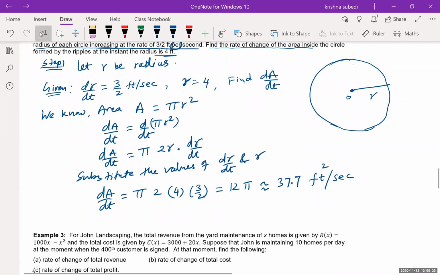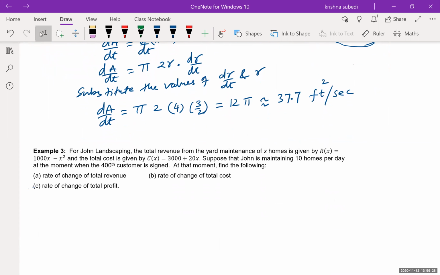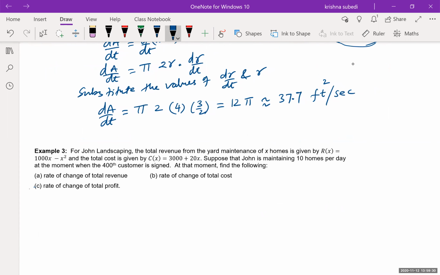Okay, all right. Now let's work example 3. John Landscaping. The total revenue from the yard maintenance of X homes is given by R of X equals 1000X minus X square, and the total cost is given by C of X equals 3000 plus 20X. Suppose that John is maintaining 10 homes per day. At the moment when the 400th customer is signed, at that moment find the following.